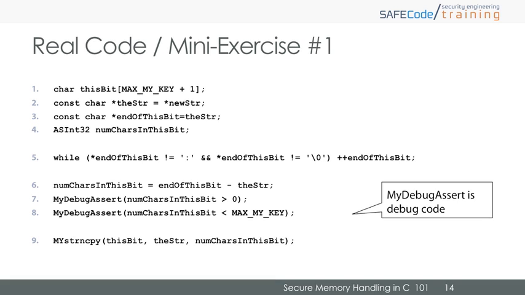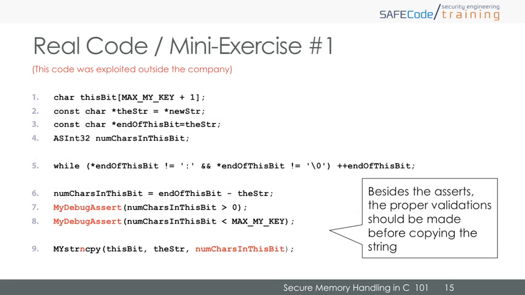In the case of this example, all that's important to know is that this code is trying to copy some data from the string into a destination buffer, this bit. You can see on the first line, this bit is declared statically to be maxMyKey+1 in length. This code uses one of the bad functions, the strncpy function, and there are a number of things wrong here.